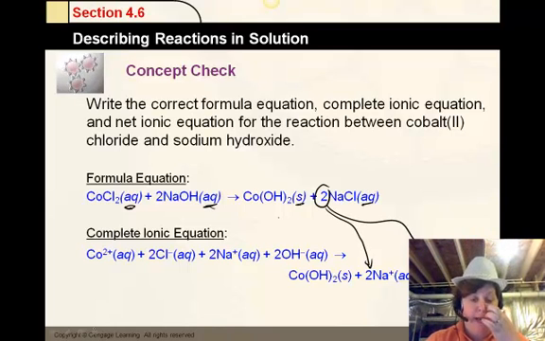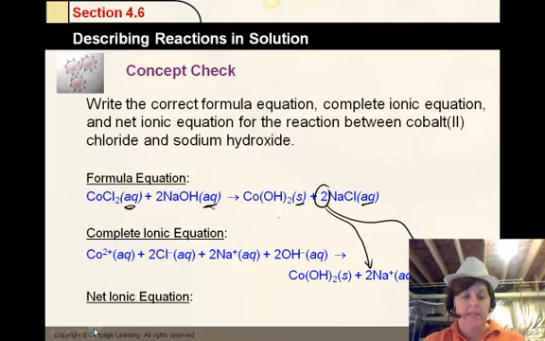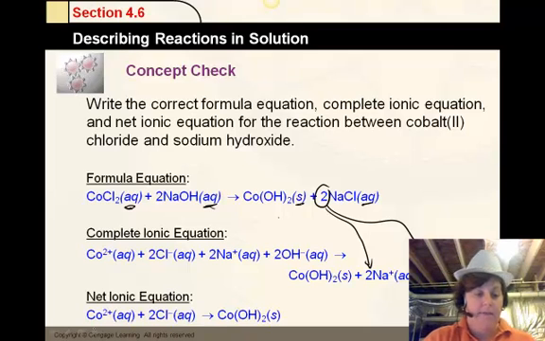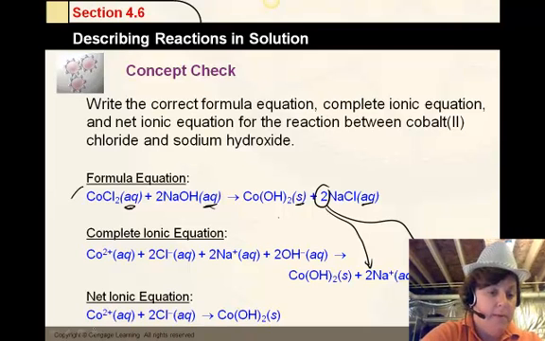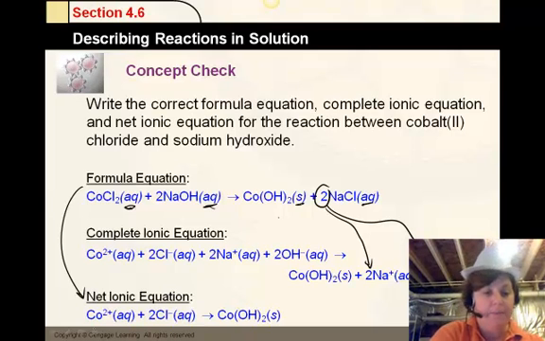Usually, when I do it, I get lazy and I don't put the coefficients until the end, because essentially what we really want for this is the net ionic equation. It's the net ionic equation that we really care about. It's not so much the complete. And there it is down there. You notice it's pretty easy, if you wanted to, jump from the formula to the net ionic. Now, without going to the complete ionic equation, let me show you how I would do that.